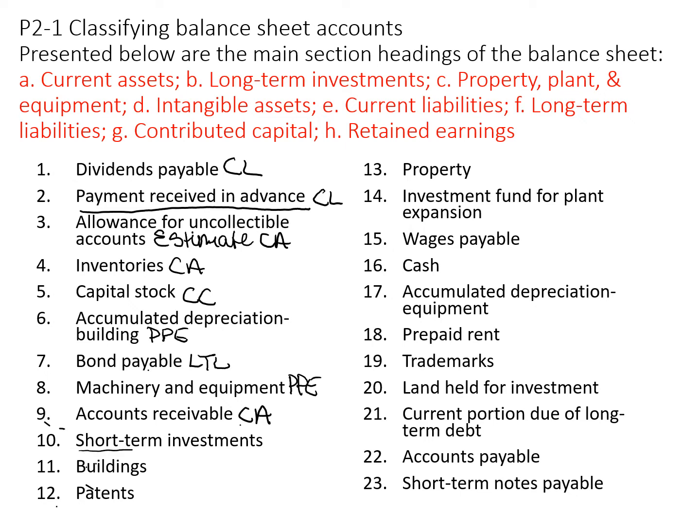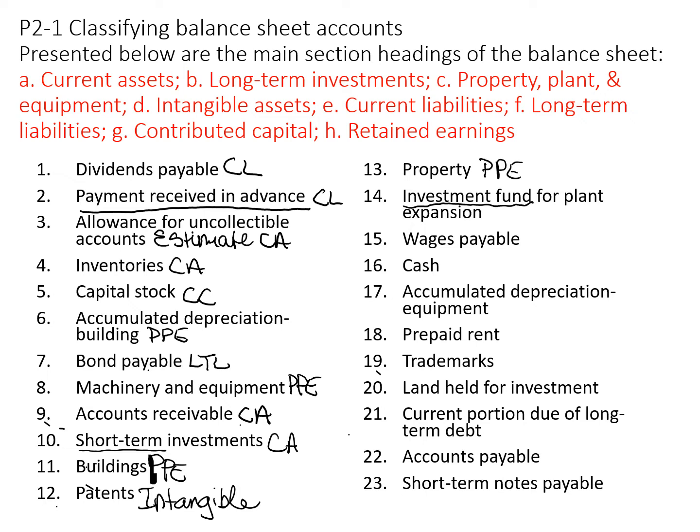Short-term investment. Short-term means it's a current asset, meaning we're going to get rid of those investments, probably stocks that I've invested in because I had some extra cash around. So it's a current asset because it'll go back to cash within the period. Building, property, plant, and equipment. Oh my, that's a thick thing. PP&E. Patents are intangibles. Property is PP&E.